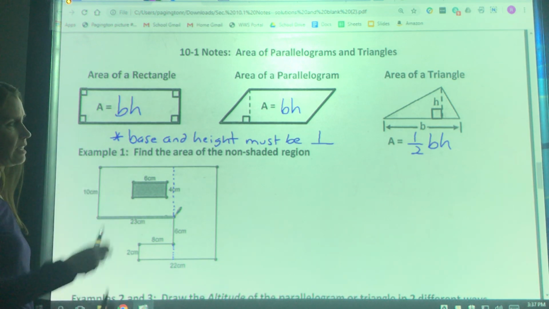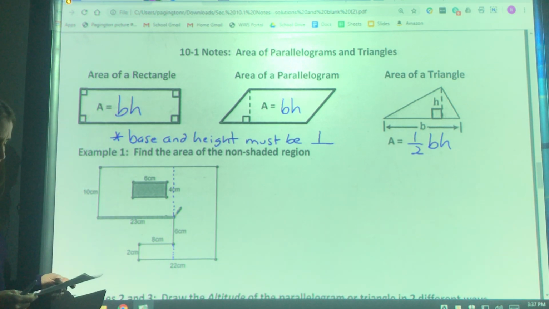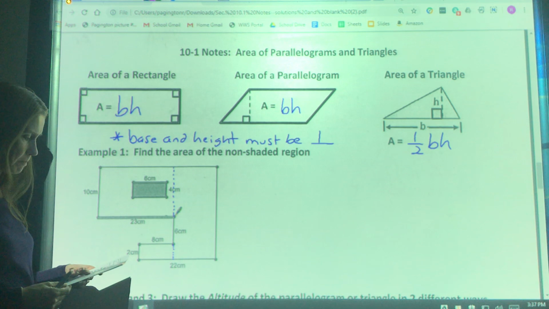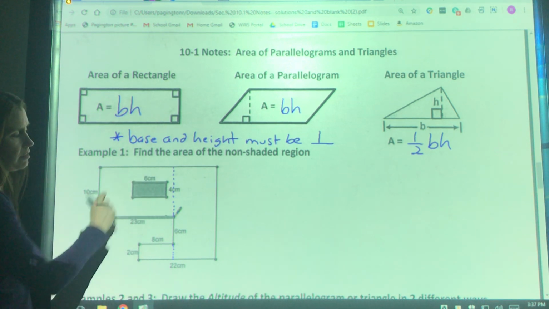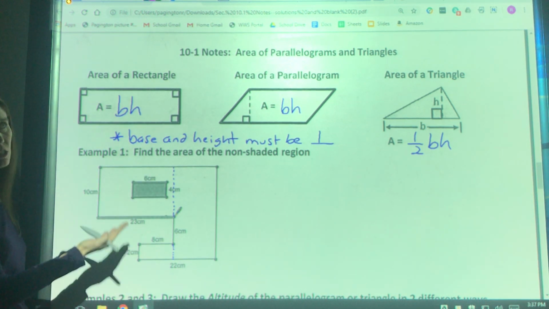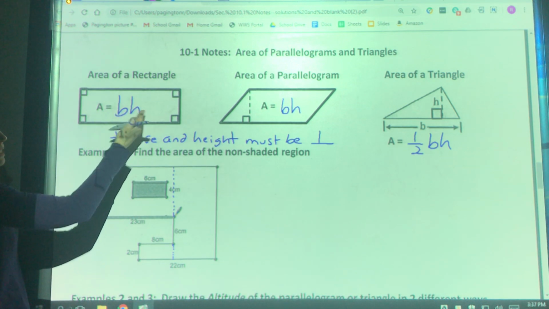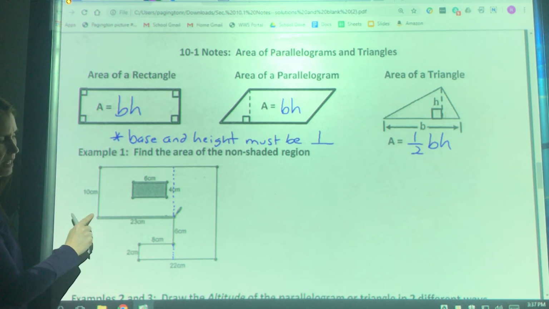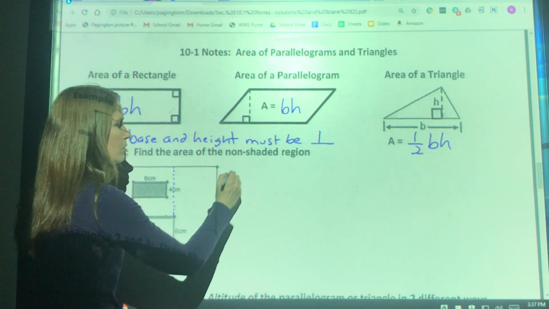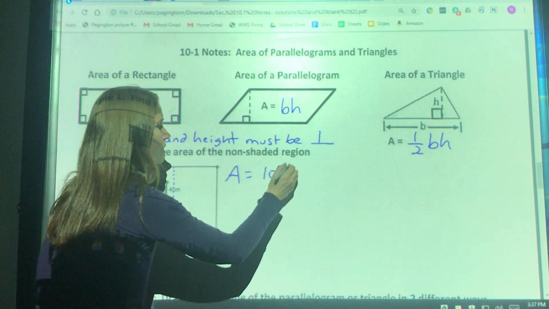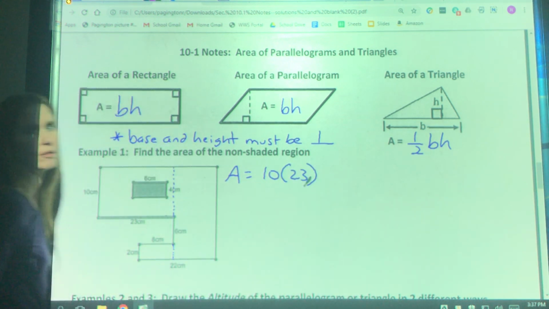Okay? So if I take each section separately, if I first start off with say this section right here, it's a rectangle. Here's my formula, base times height. My base and height form a right angle with each other, so I can go 10 times 20, 30.